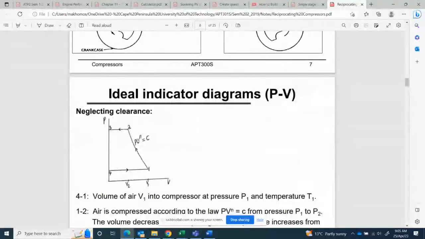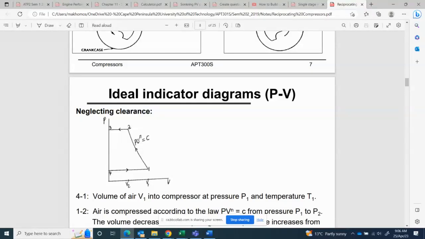Now, theoretically, we have what we call a PV diagram of a compressor without clearance. In theory, we do have such compressors without clearance, but in practice, all compressors have clearance. The clearance is because we don't want the piston to collide with the valves as it moves upwards. Now, the following sketch here is a PV diagram of a compressor without clearance. So let's see what each point stands for. We have 1, 2, 3, and 4.